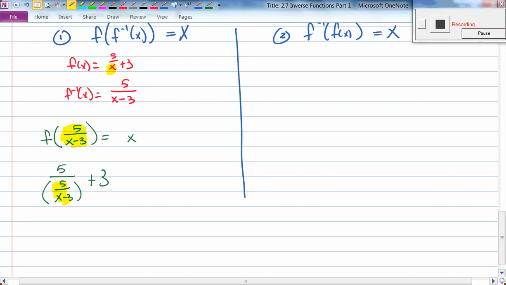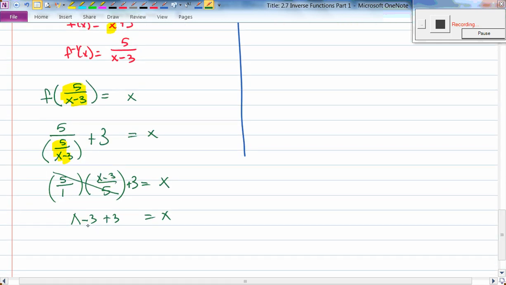Okay. So now all I have to do is verify that this does indeed equal x. So check this out. This is like 5 over 1 times x minus 3 over 5. And I want to verify that this equals x. Well, yeah, check it out. The 5's cancel out, and all I'm left with is, oh, I forgot the plus 3. X minus 3 plus 3. Does that equal x? Yep, it sure does because the 3's cancel out. X equals x. That one checks out.